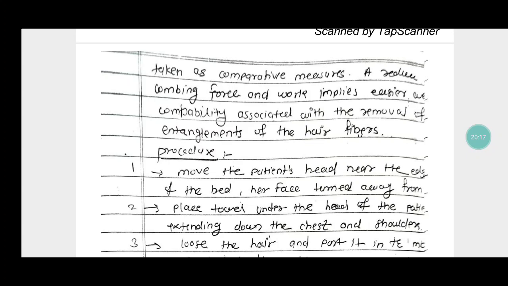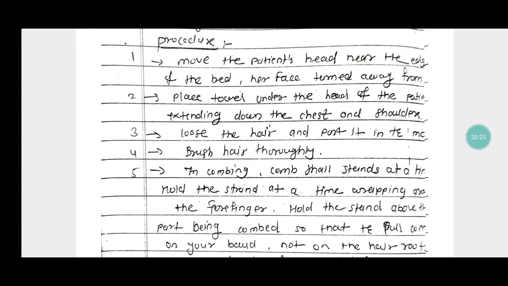Combability is associated with the removal of entanglements of the hair fibers, and the procedure for combing: move the patient's head near the edge of the bed, her face turned away from the bed. Place a towel under the head of the patient, extending down the chest and the shoulder. Loose the hair and part it in the middle. Brush hair thoroughly. In combing, the comb shall stand in a tine.